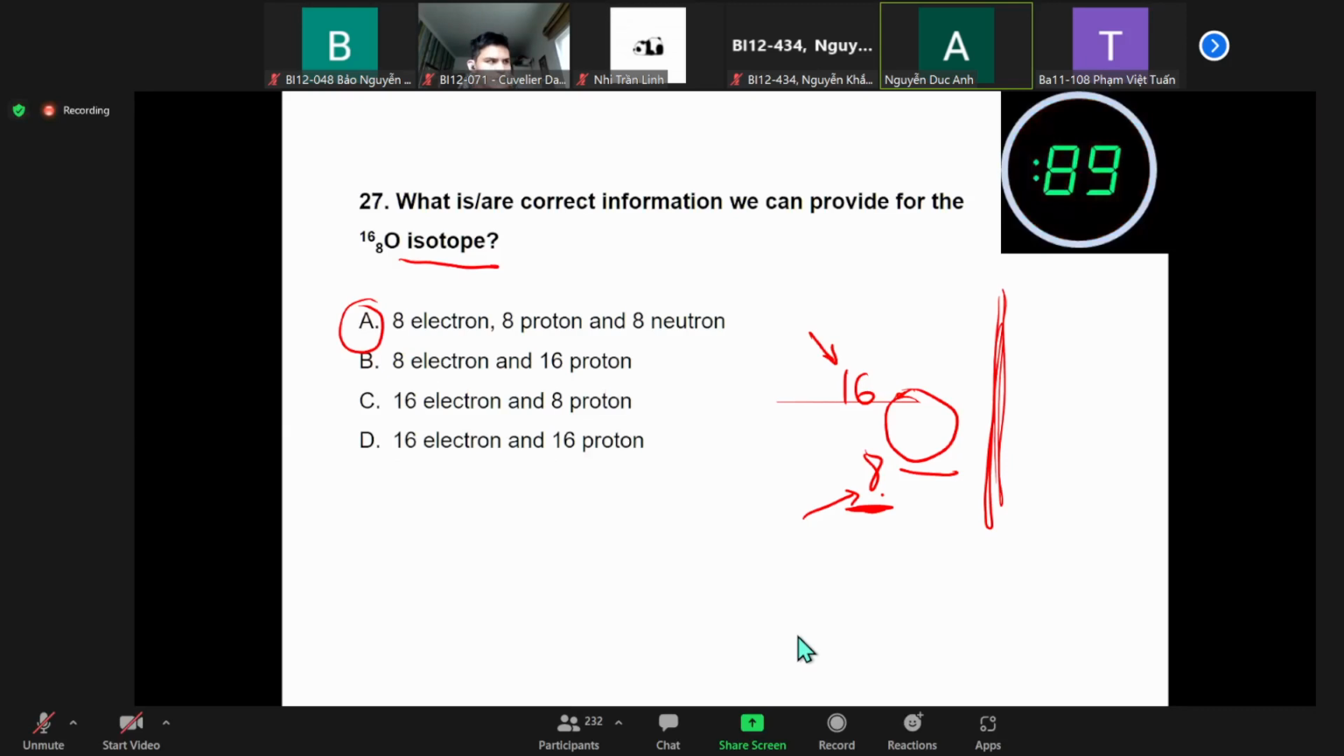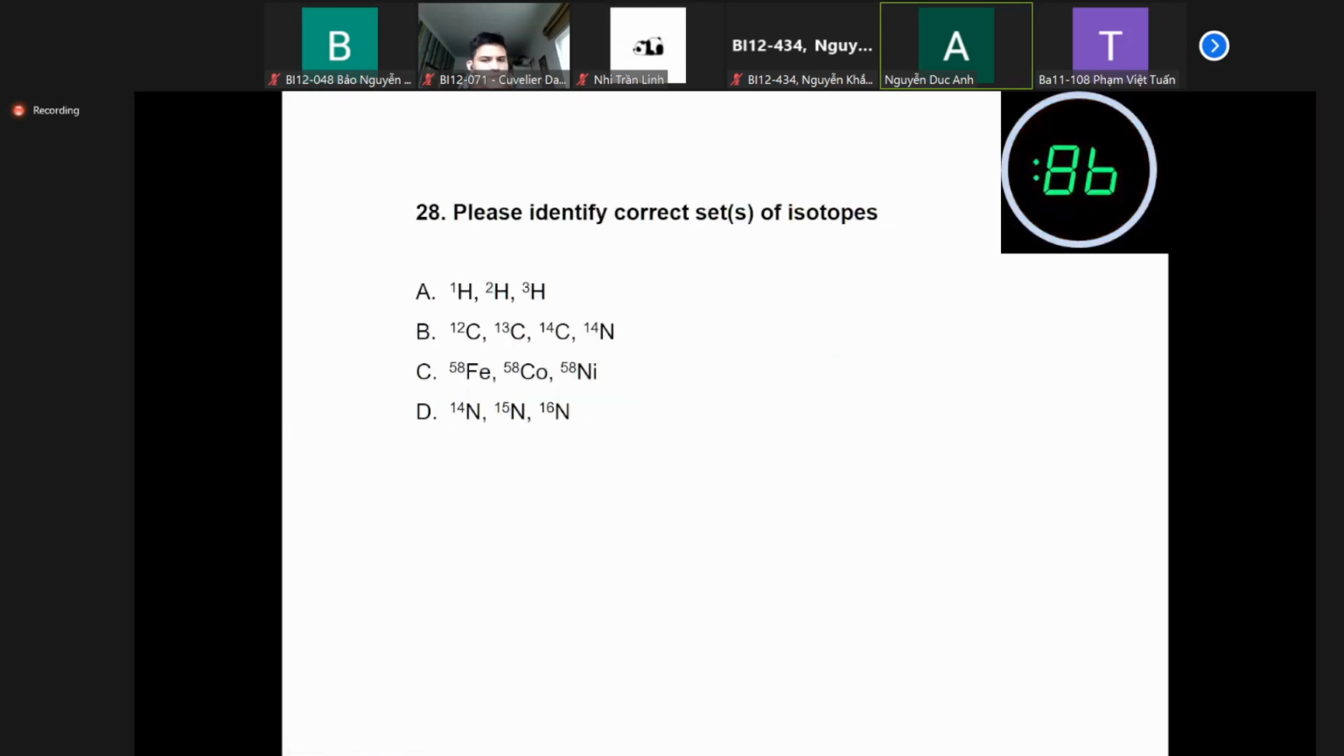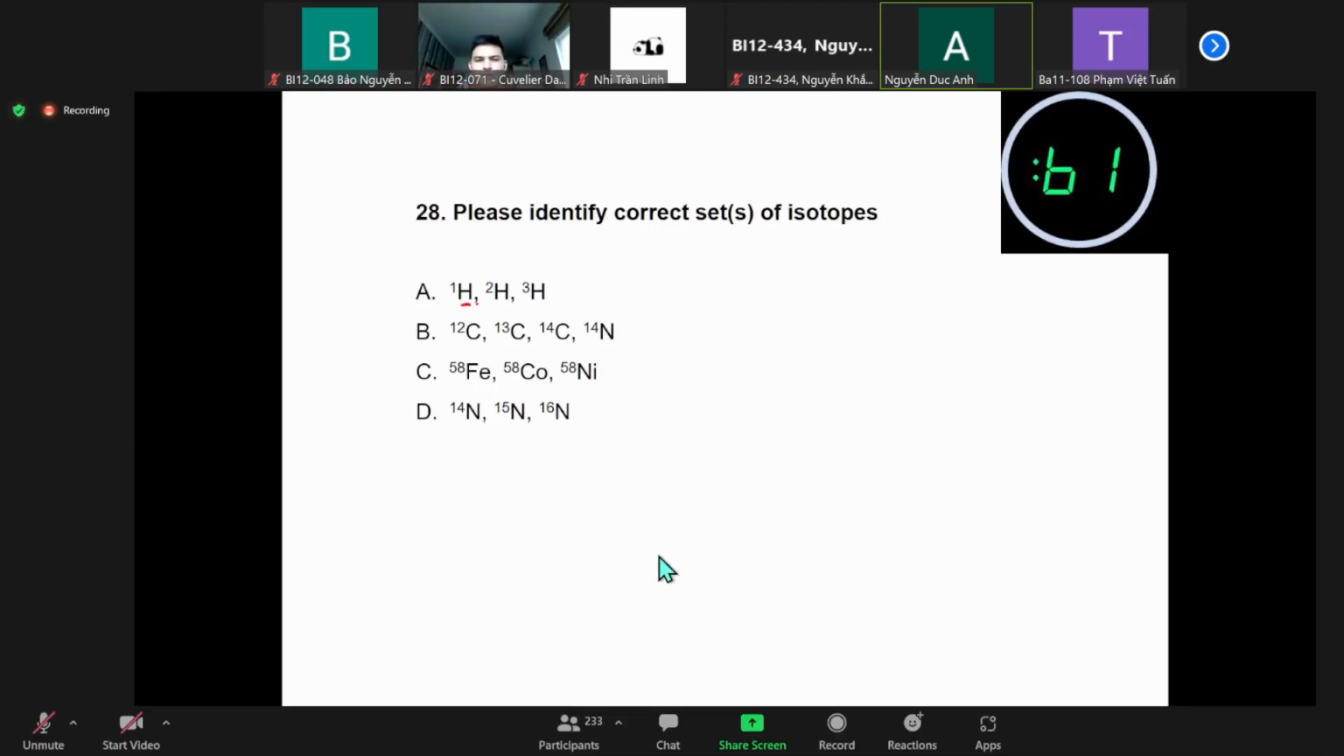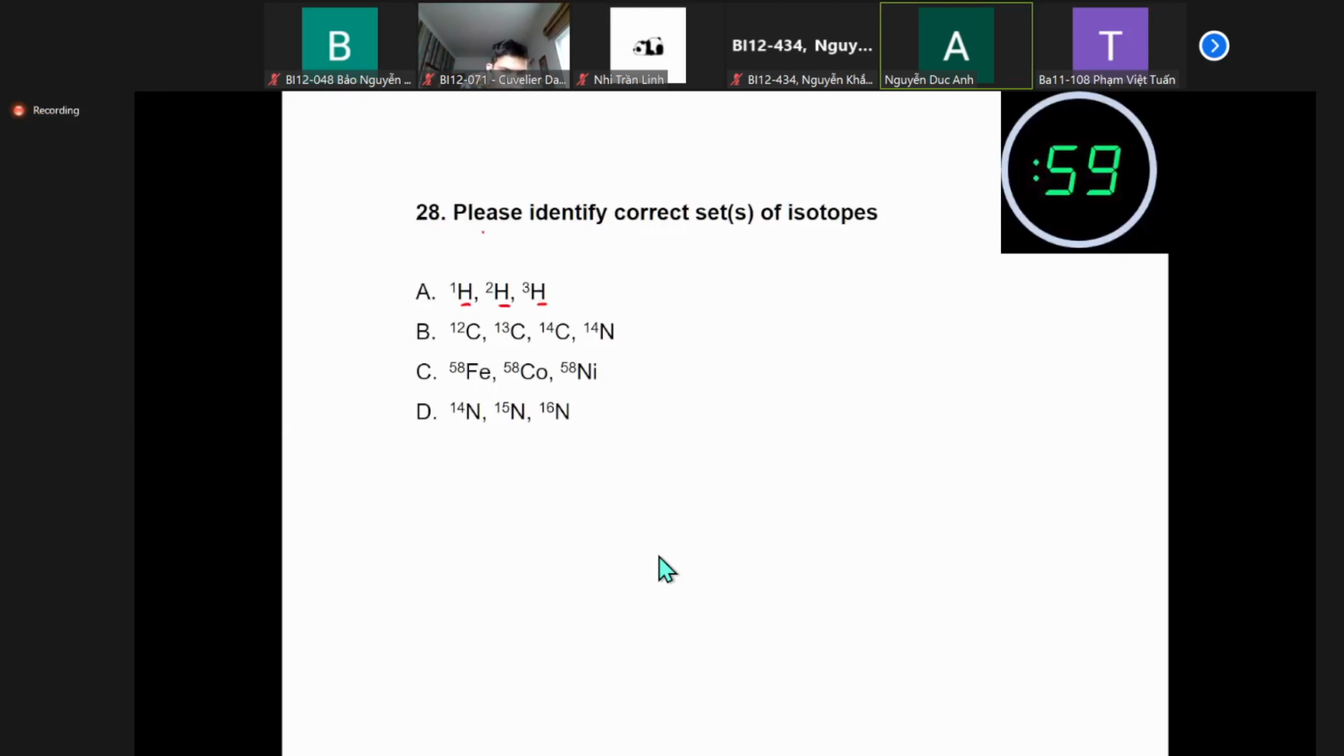So okay, identify the correct set of isotopes. As I said to you before, isotopes will have the same symbol of the element, firstly. Secondly, they will have the same number of protons, or the same atomic number. And lastly, they have different mass numbers. Okay. So in that group, you will see this one hydrogen, hydrogen, hydrogen, and different mass numbers 1, 2, 3. So this one will be isotopes.